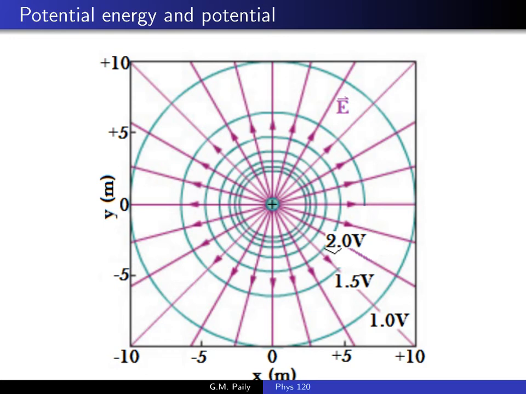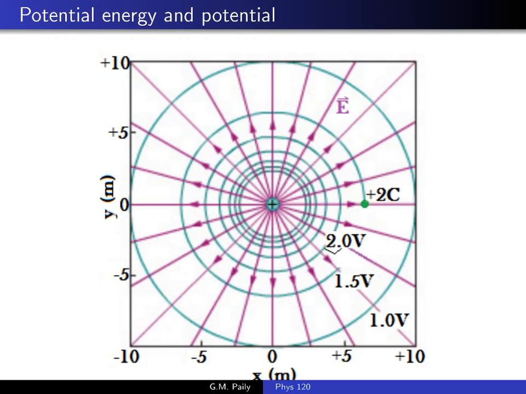Finally, let's look at some of the distinctions between potential energy and potential and how they relate to force. Here we look at the equipotentials of a point charge. As we have seen before, they are circles. We can see the field lines pointing radially outward, and we see that the equipotentials are closer together near the point charge and get spaced further out as we go further away, which makes sense because the field is stronger near the point charge and gets weaker as we move further away.